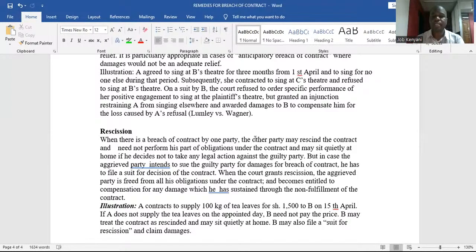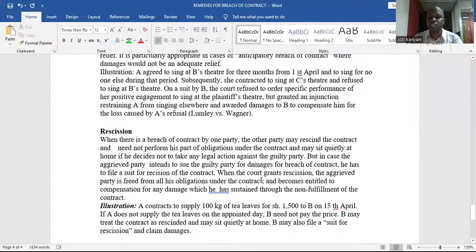But in case the aggrieved party intends to sue the guilty party for damages for breach of contract, he has to file the suit for rescission of the contract. So when the court grants rescission, a suit for rescission is supposed to be a suit for rescission of the contract.